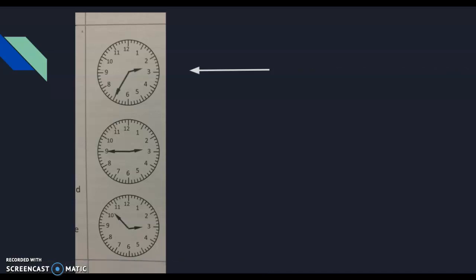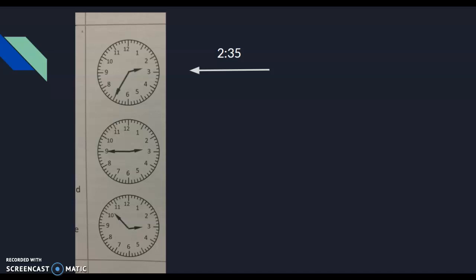First, we're going to look at that clock on the top. And what time do you think that clock says? First, look at the hour hand. Then look at the minute hand. And if you said 2:35, you are correct.